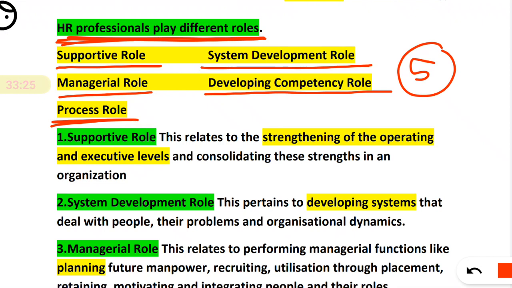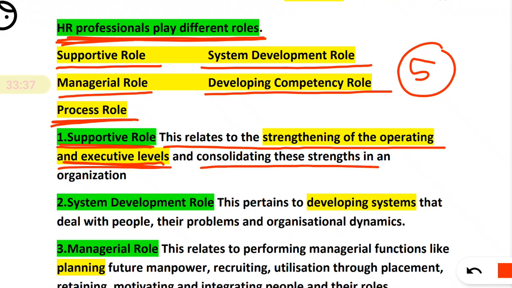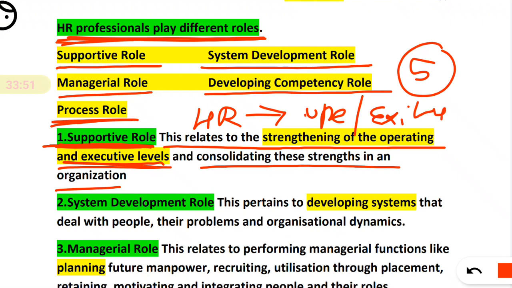Very first is the supportive role. See, this relates to the strengthening of operating and executive levels and consolidating this strength in the organization. So basically, what is the supportive role of HR? Basically, HR should support what? The operational activity as well as the executive level. So HR should support the operational activity and also the executive levels. Okay, basically first is the supportive role.